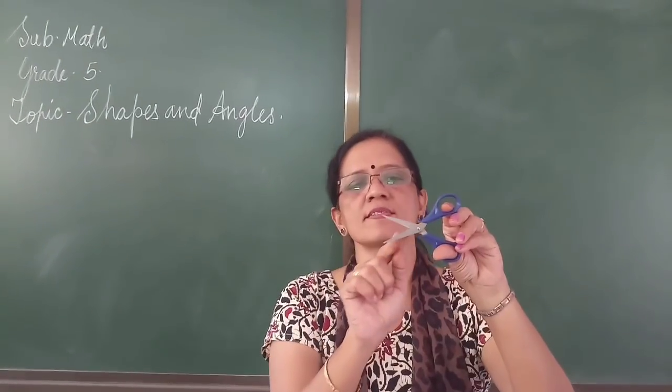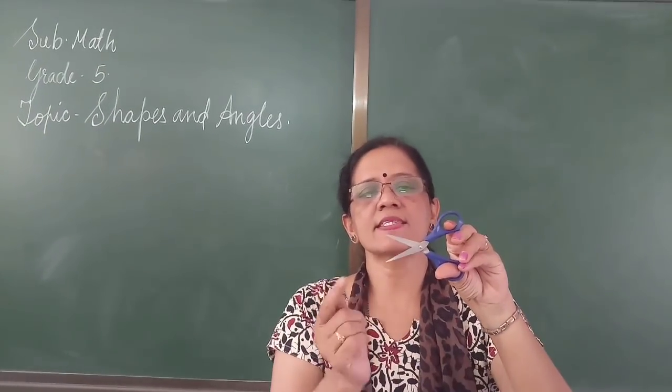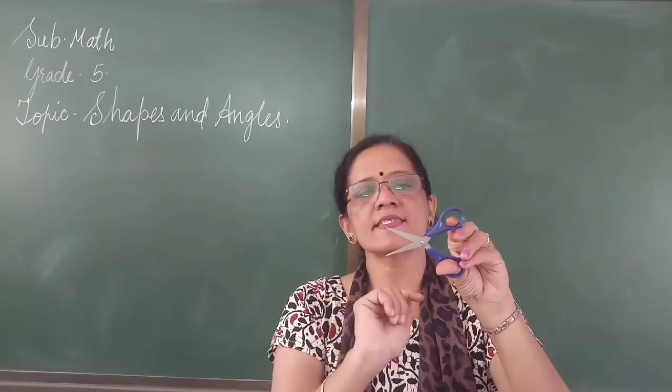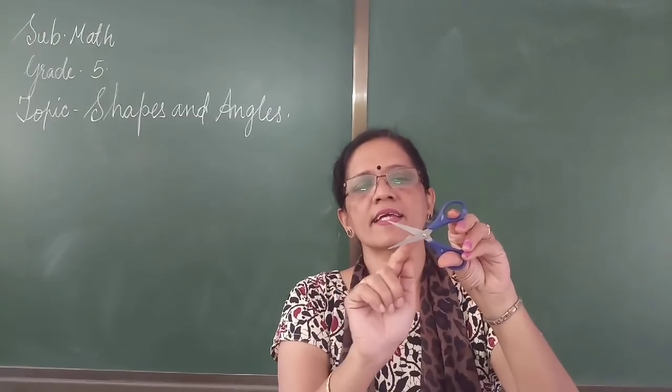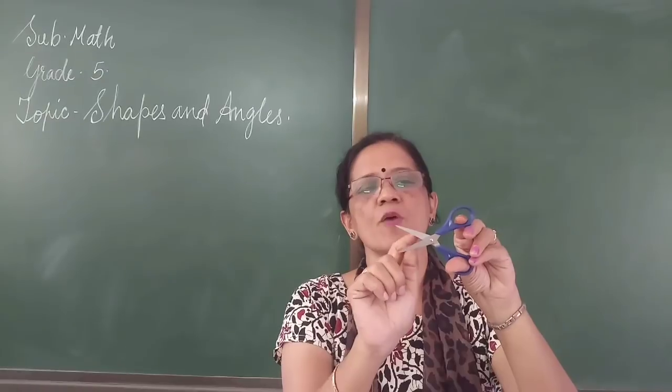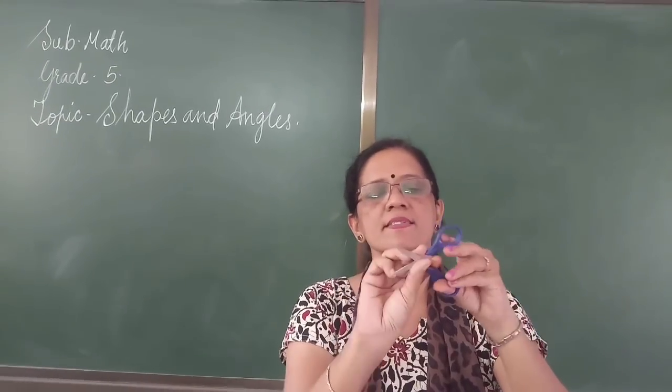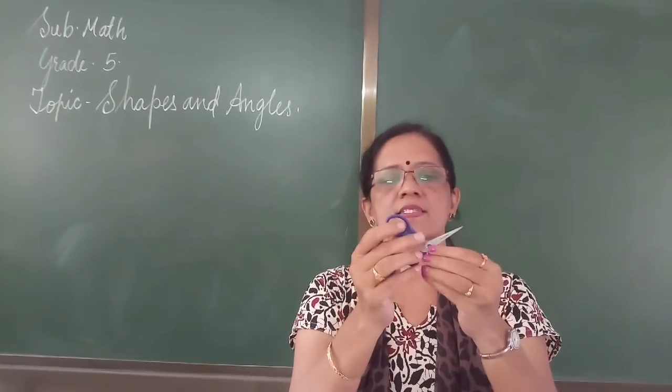Yes, now tell me what is this? Can you tell me? Is it less or more? Yes, it is less than 90 degrees. See here, exactly, it is a V shape. An angle is formed here.